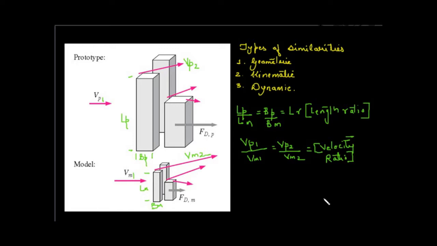This particular ratio will be termed the velocity ratio. We have to keep in mind that velocity is a vector quantity, so the ratio of magnitudes should be equal, as well as the directions of the corresponding velocities should be similar. Also, for kinematic similarity, these acceleration ratios should also be equal, that is AP1 upon AM1 should be equal to AP2 upon AM2. That ratio we will call the acceleration ratio.